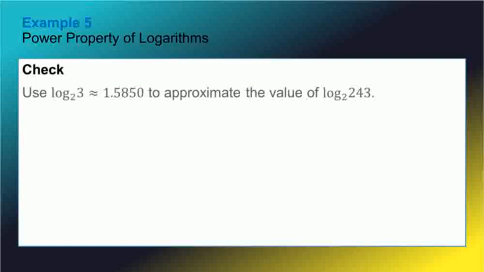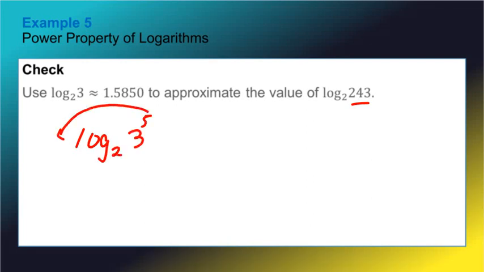And the next one, we need to estimate here. 243 is 3 to the 5th power. So I would have log base 2 of 3 to the 5th power. Bring this in front, and we would have 5 times 1.5850, which will give us 1.5850 times 5. We get 7.925.